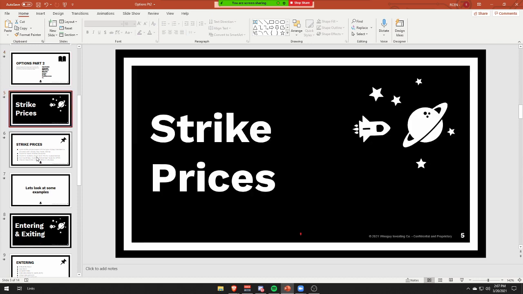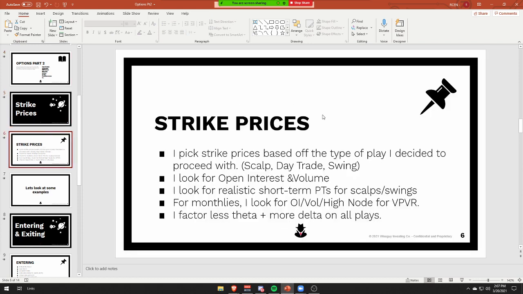All right, so strike prices. I pick strike prices based off the type of play I decide to proceed with. So if I am making a play, I'm looking if it's going to be either a scalp, day trade, or a swing, or a leap. I set PTs pretty much of where I want to go.